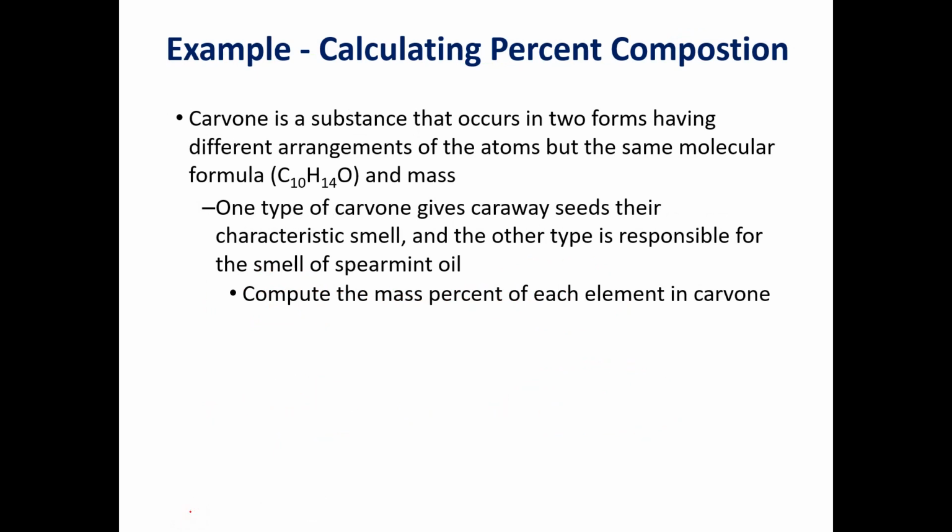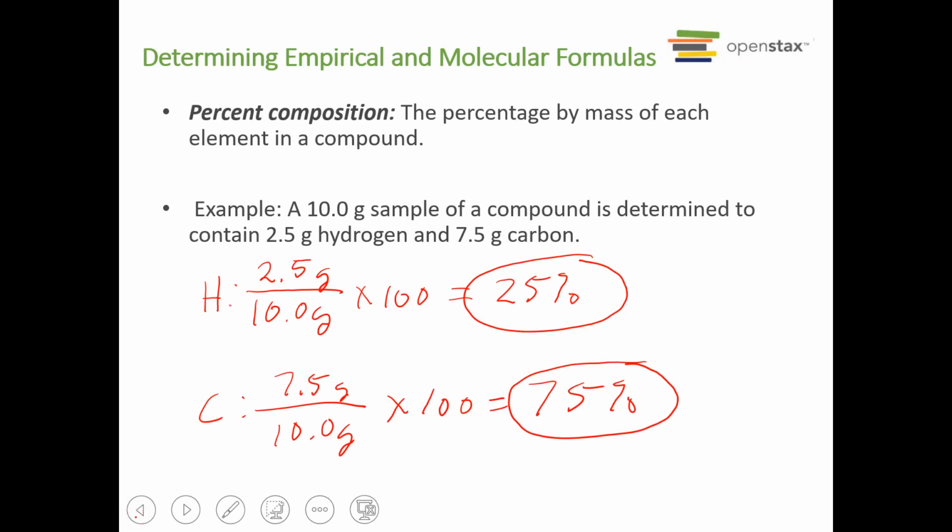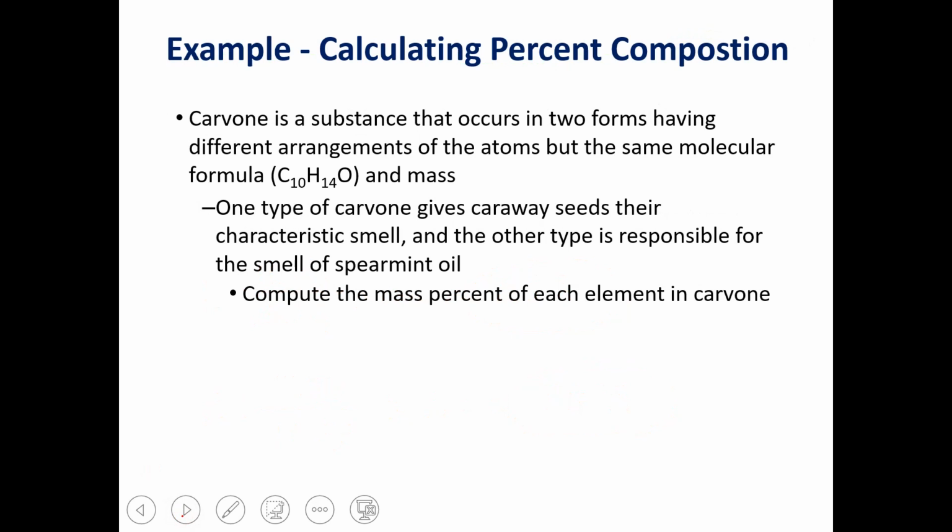Carvone is a substance that occurs in two forms having different arrangements of the atoms with the same molecular formula, and we're given the molecular formula here. One type of carvone gives caraway seeds their smell, and the other type is responsible for the smell of spearmint oil. We want to calculate the mass percent of each element. In the last example, we were given the total mass of the sample. In this case, we're not.